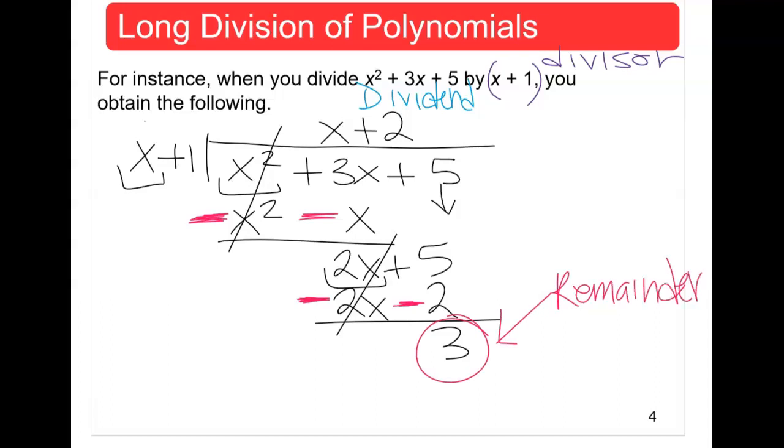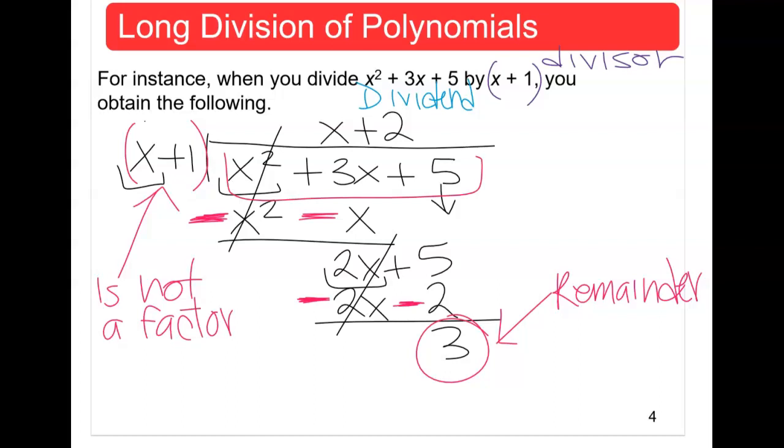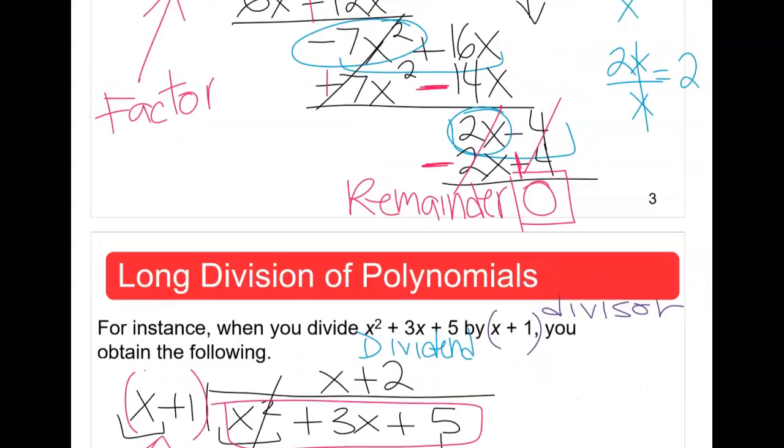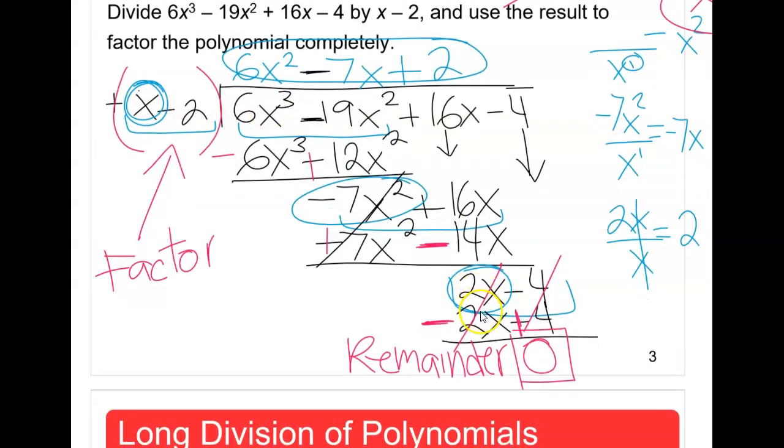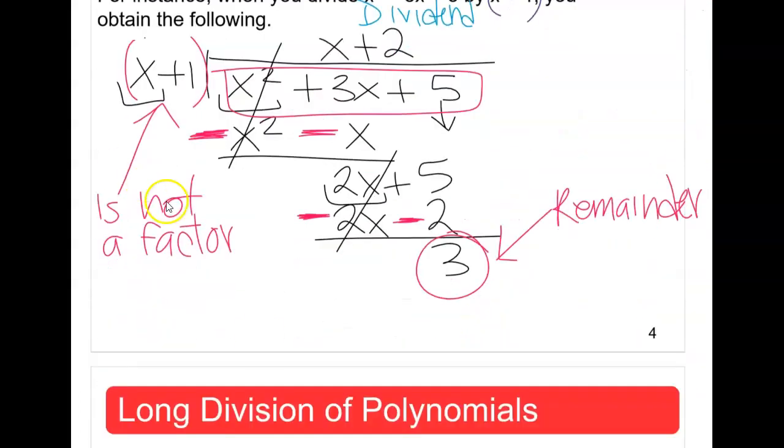What does this mean? That x plus 1 is not a factor of the dividend, and that's why we get a remainder. So if the remainder is 0, we could say the divisor is a factor of the dividend, but if the remainder is not 0, then it is not a factor. The divisor is not a factor of the dividend.